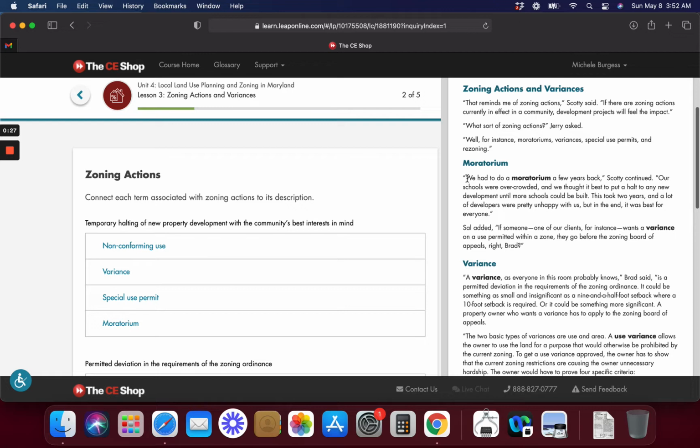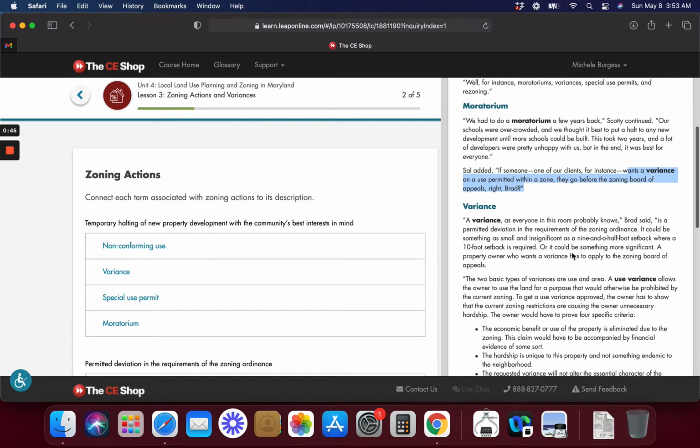Moratorium. See what that is. Our schools were overcrowded, and we thought we'd have to put a halt to any new development. And he wants a variance on a permitted use within a zone. They have to go to the zoning board of appeals, right?